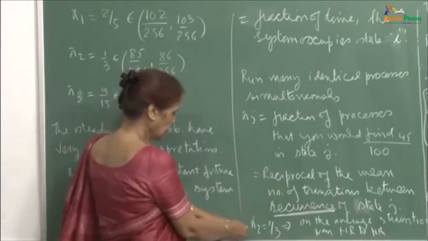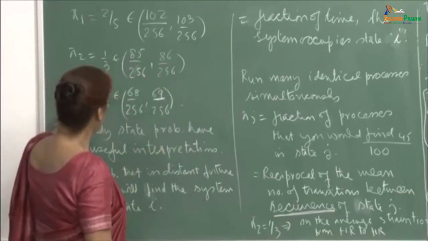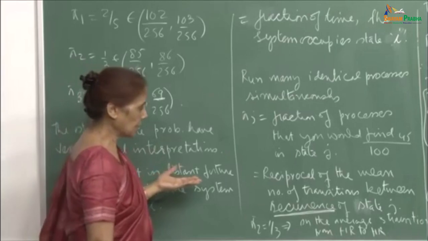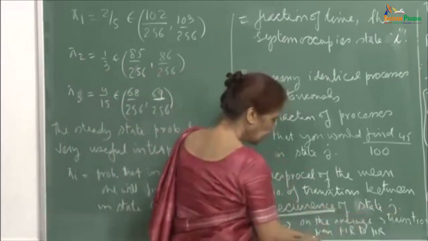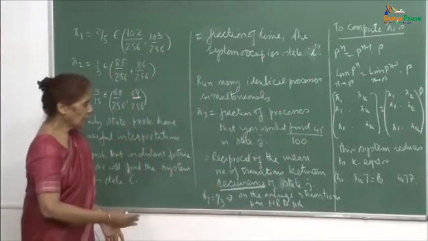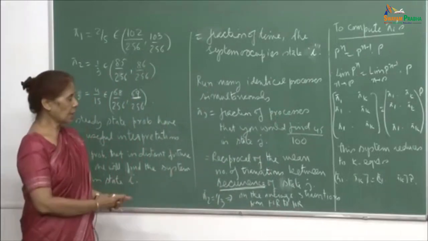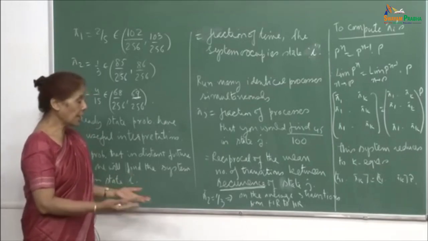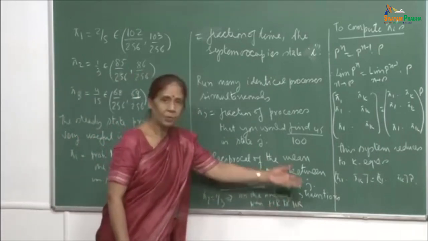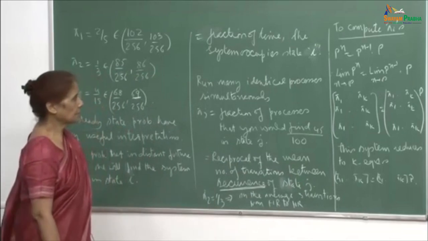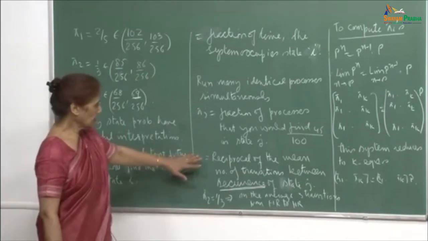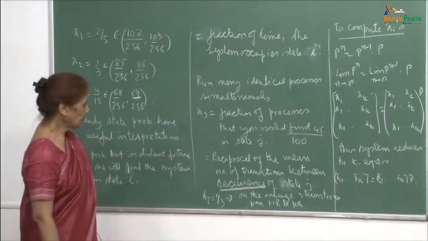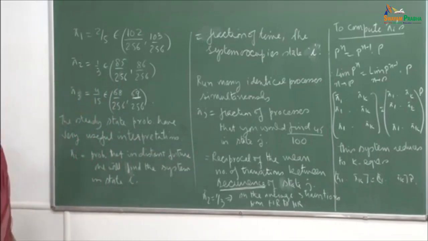So, for example, since pi 2 is 1 by 3 and state 2 is our HR section, we are saying on the average 3 transitions will be required for this particular employee to go from HR to HR. That means, if he starts his career in the HR, human resource section, then on the average he would require 3 transitions to get back to HR. There are so many interpretations that we can give, and then we will see how we make use of these steady state probabilities to analyze these processes further.